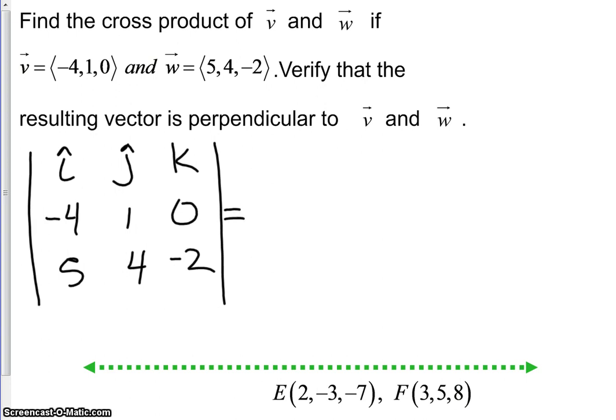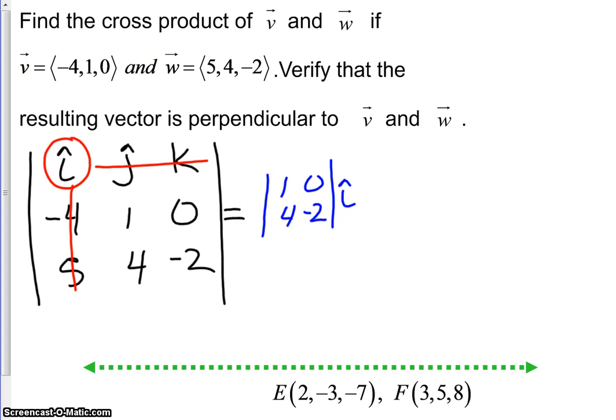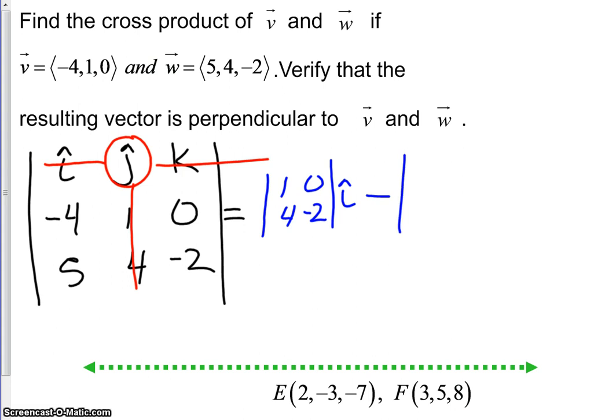To find the determinant, the process is you take the upper left and ignore everything in that row and in that column. So we're going to take the determinant of 1, 0, 4, negative 2, and then multiply it by our i there. Okay? Then we move this over, if you remember what we do here. And now it's the opposite sign, so it's subtraction. We're going to take the determinant now of 4, 0, 5, negative 2, and multiply it by, not our k, excuse me, our j.